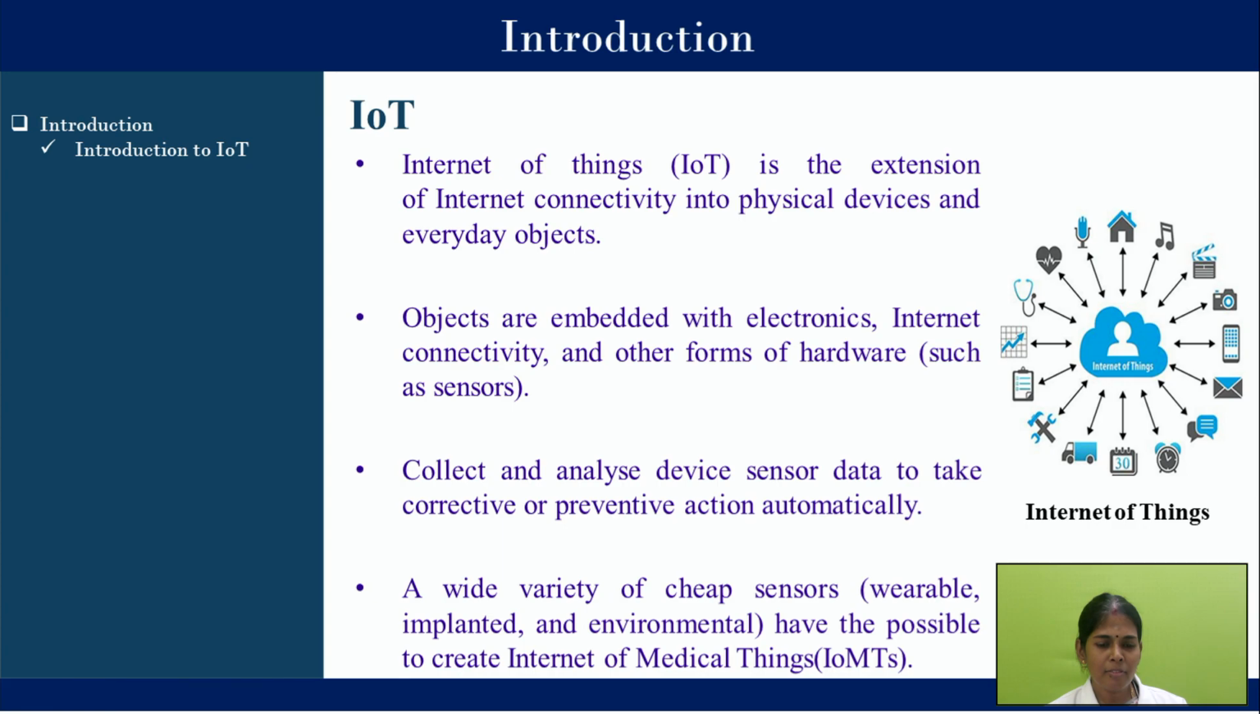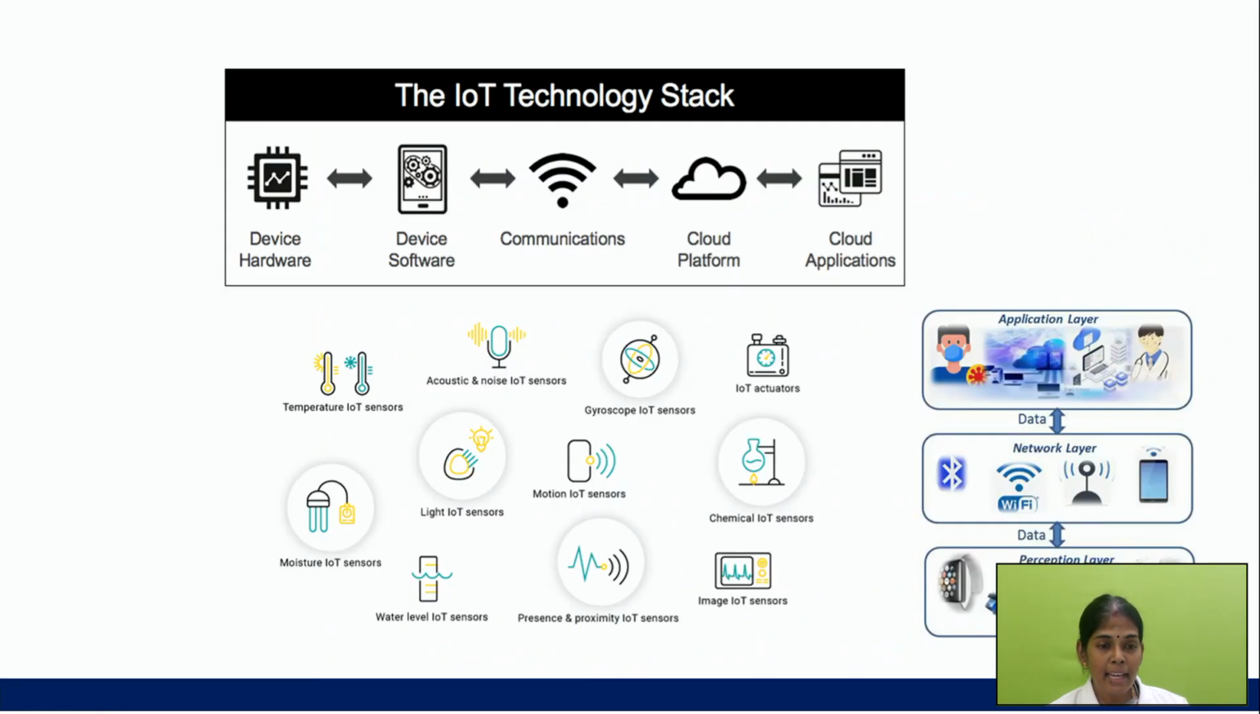We are using a wearable sensor. That wearable sensor, every variety of sensor, and cheaper sensors have made it possible to create the Internet of Medical Things. This is the stack of IoT technology. There are 5 layers in this stack. First layer is device hardware, second one is device software, third one is the communication between hardware and software to the cloud platform, fourth one is the cloud platform, fifth one is the cloud applications.